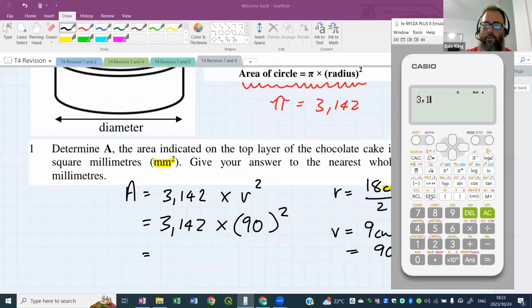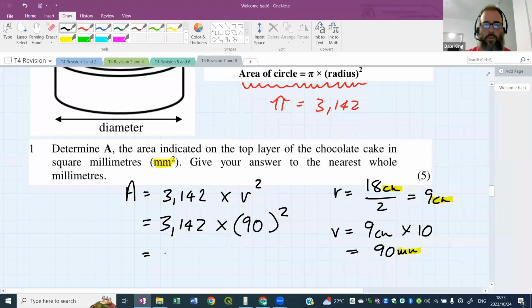Now we get the calculator out. So we're going to do 3.142 times 90 squared. That gives 25450.2. Now, what are my units? Well, if you put in millimeters, you should be getting millimeters squared out.